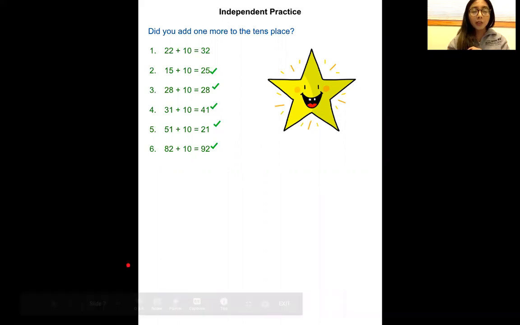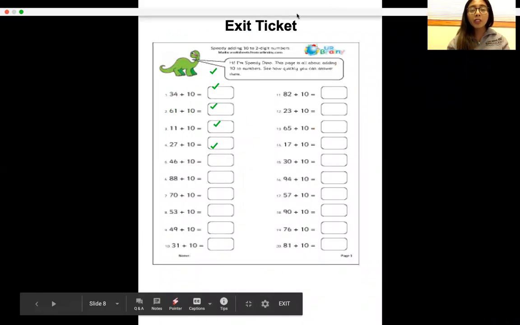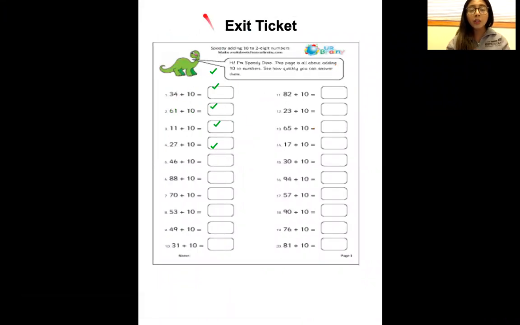Right, so if we go to the next one, I want you to do these all on your own. So that means on your own piece of paper, I want you to try and solve these problems as quickly as you can. So if you're solving 34 plus 10, solve it as quickly as you can. And remember, like our chant says, simply add one more to the tens place to get your answer. And the ones place does not change.